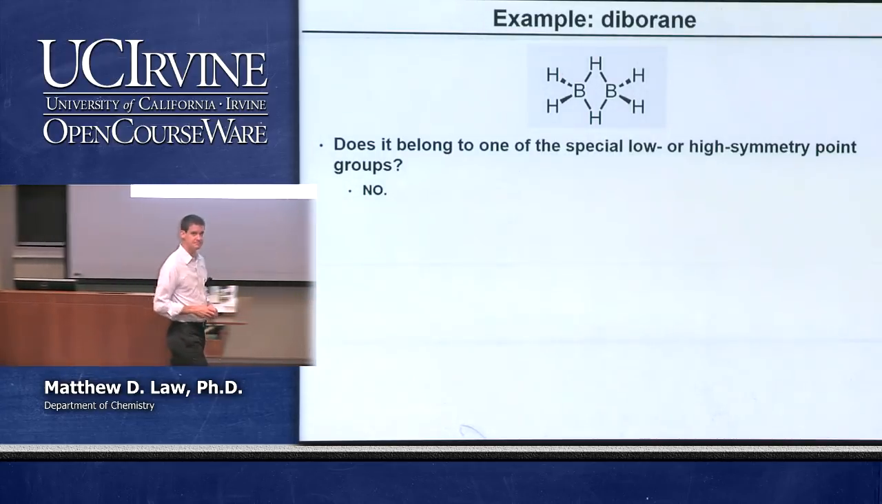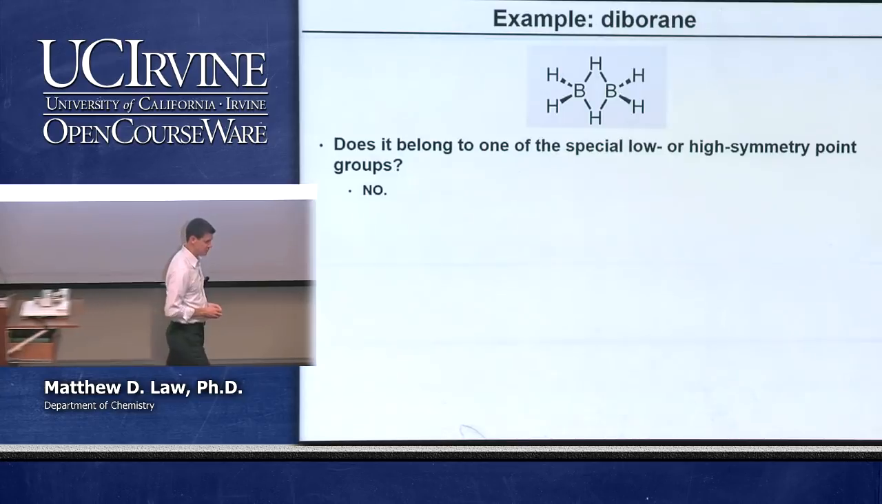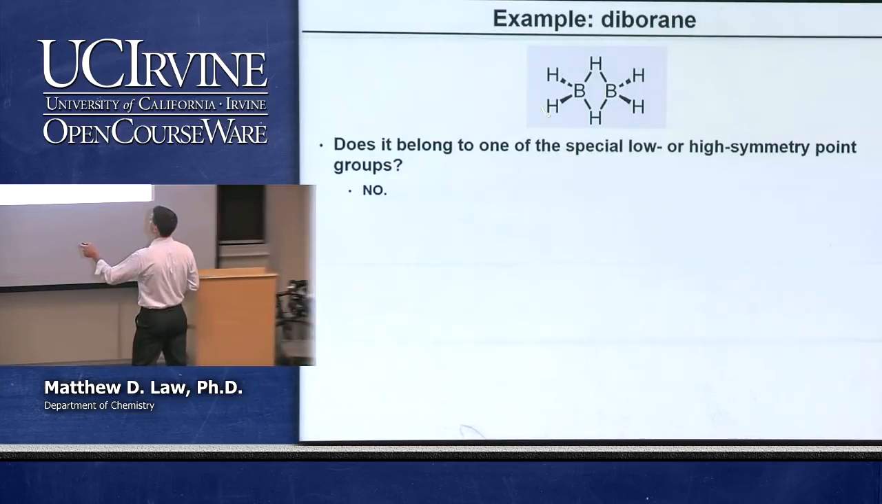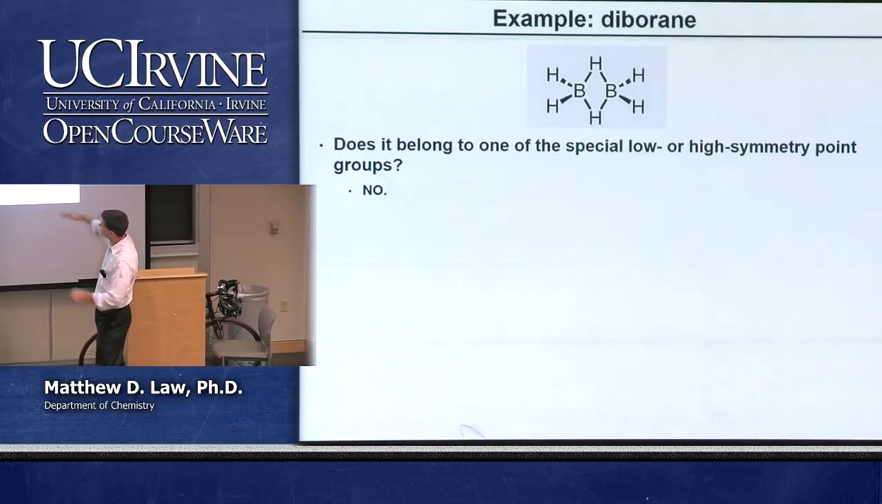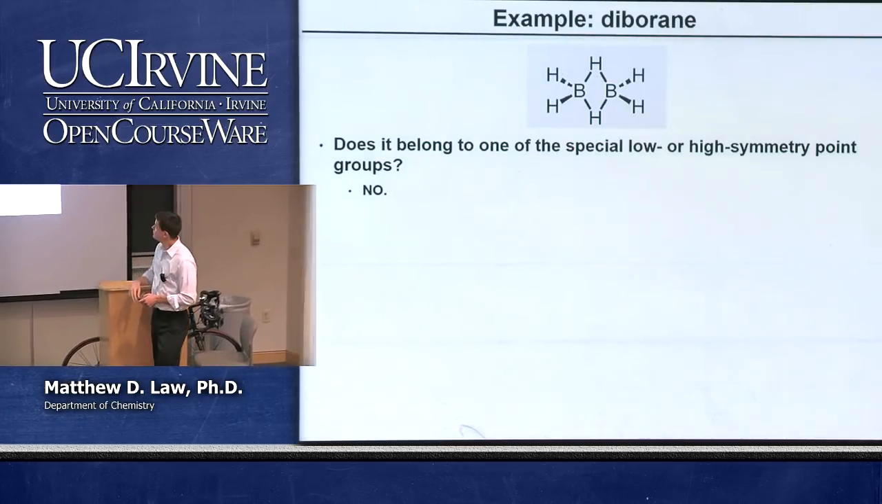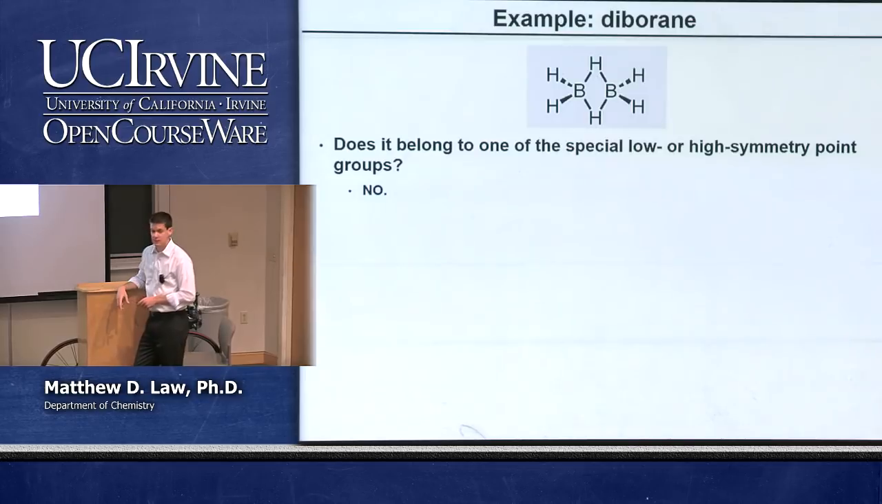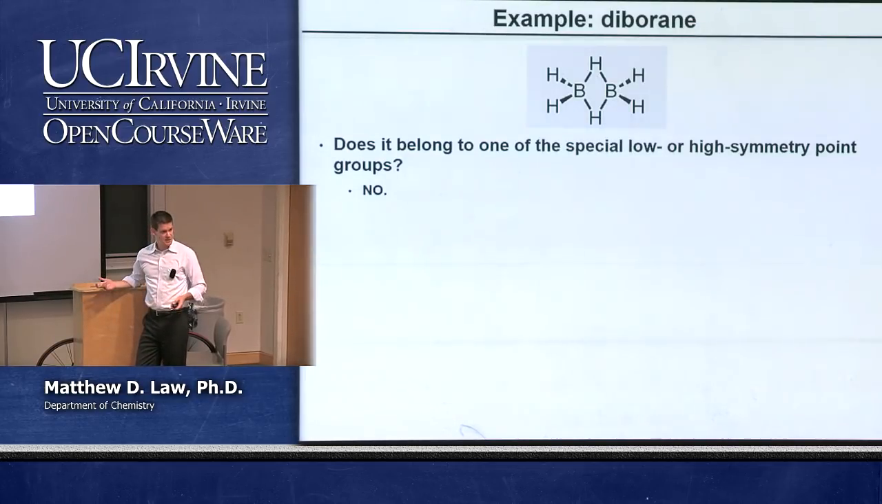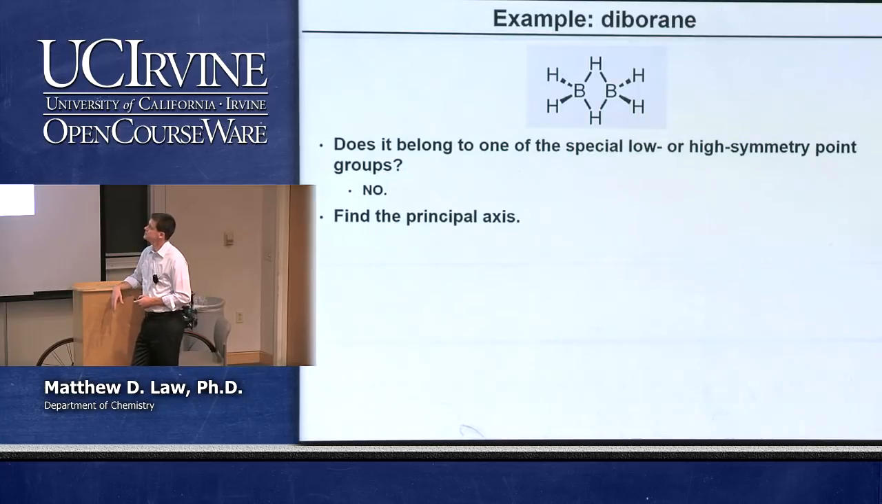Let's look at diborane. A cute little molecule. Okay, we've got these hydrogens 90 degrees, and we've got these hydrogens in the plane. So there's two planes to this molecule. Is it low? Is it high symmetry? Or is it linear? No, no, no. So let's find the principal axis. What is it?